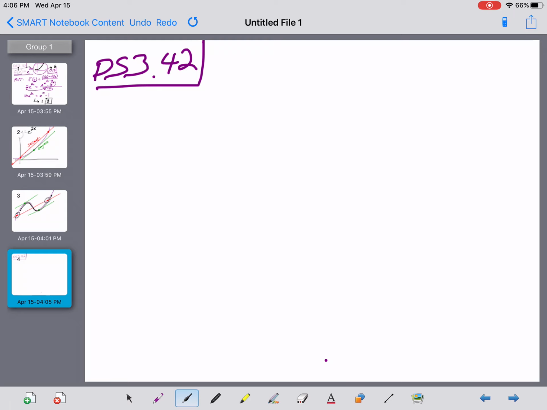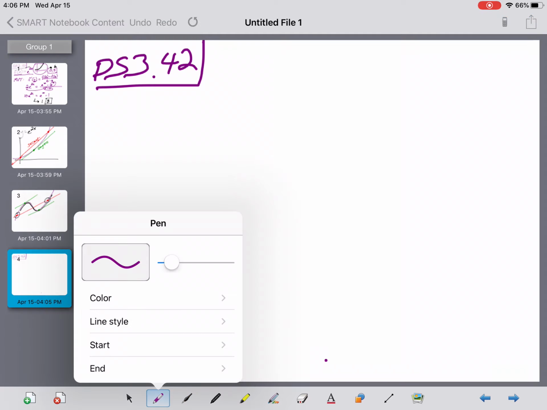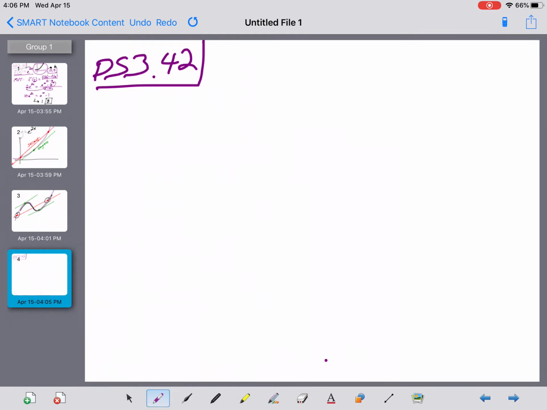Problem says here that a rectangle inscribed in a semicircle of radius 8 has one side lying on the diameter of the circle. What's the maximum possible area of the rectangle? Okay, so there's a lot going on in this problem right here. Let's take a look. What are we going to draw here? We've got a rectangle inscribed in a semicircle.